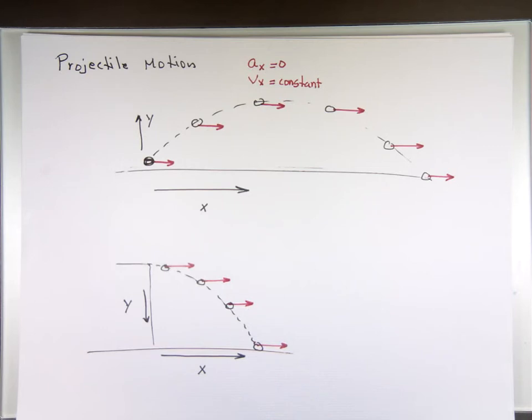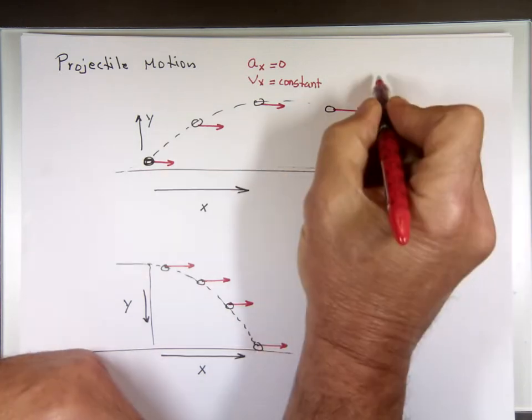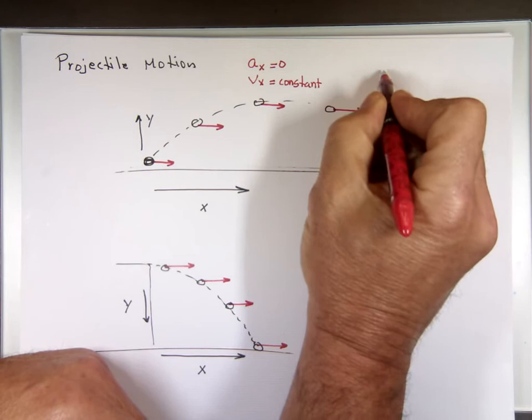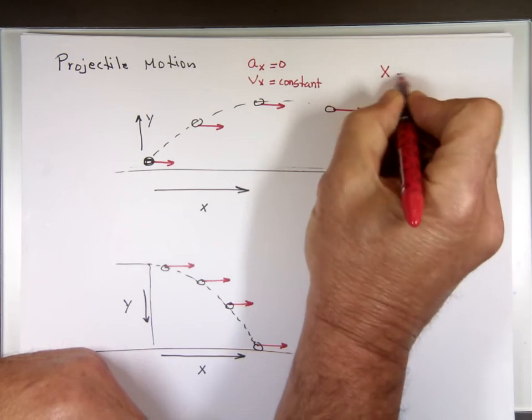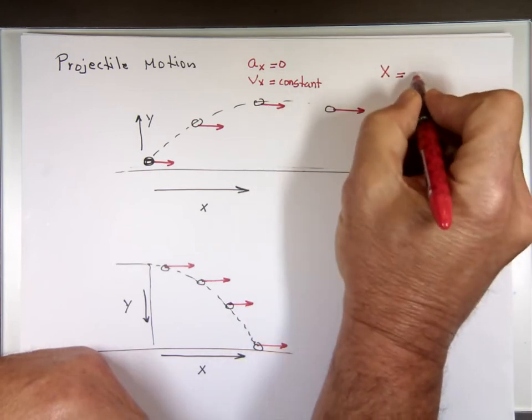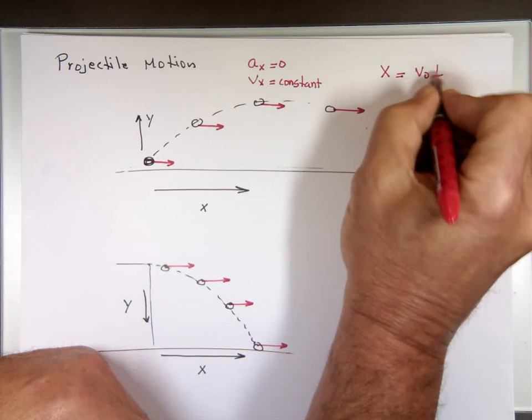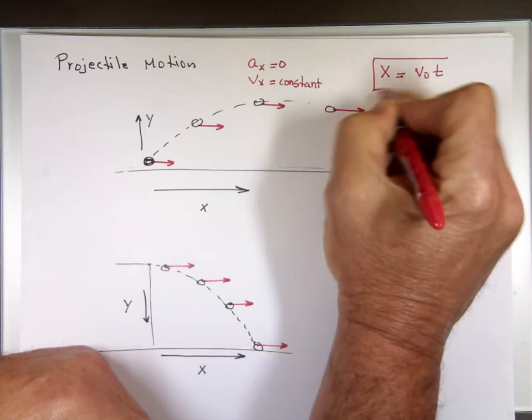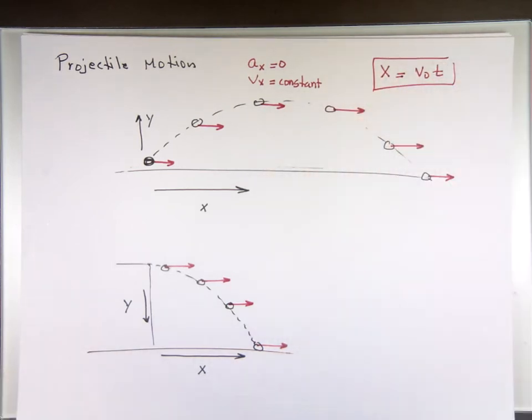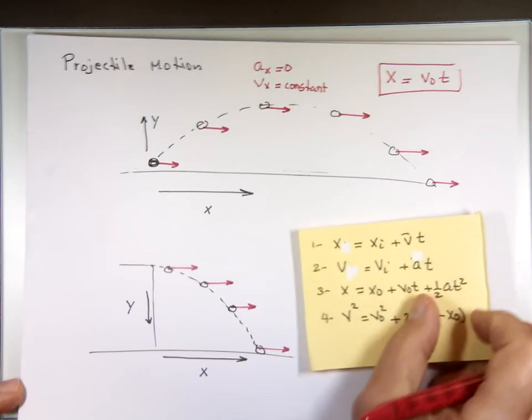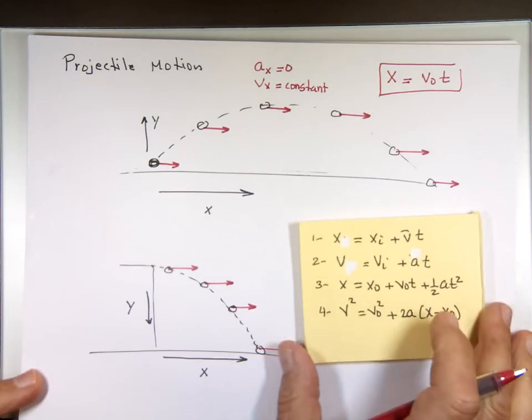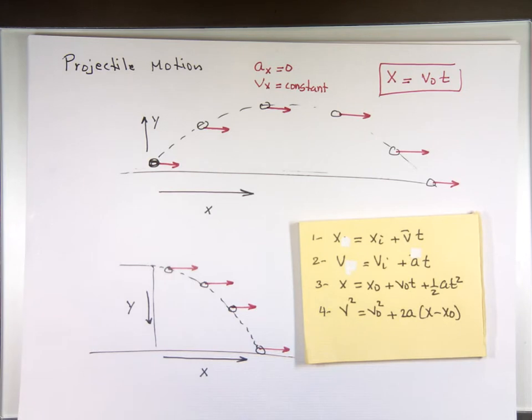And since the velocity is constant, there's only one equation that you can use in the x direction, and that is x equals v0 times t. That's it. All the four equations from the past that we used, where's my four equations? I had a sheet of paper. All these will shrink to one equation.